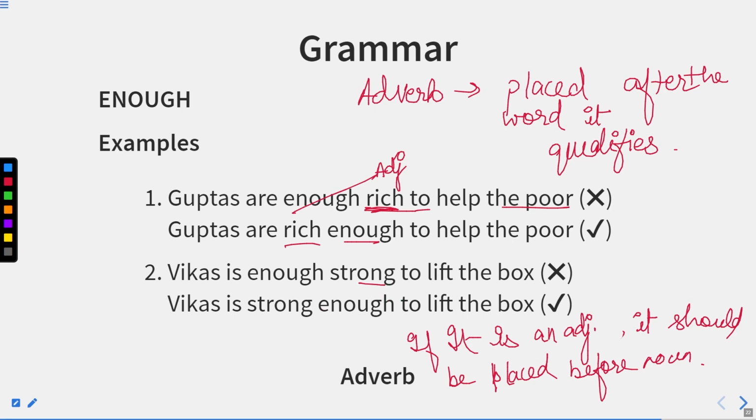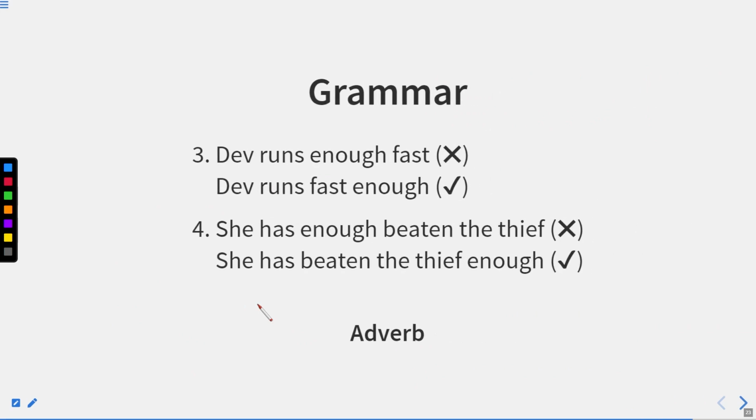Vikas is enough strong to lift the box. Again, strong is an adjective, and if this enough is qualifying the word strong, it should be an adverb, because strong is an adjective, and the qualifier of an adjective is known as an adverb. So the position of this enough is incorrect. It should be after strong. So the correct sentence will be: Vikas is strong enough to lift the box. This will be the correct sentence. I hope you got it. Now let us move further.